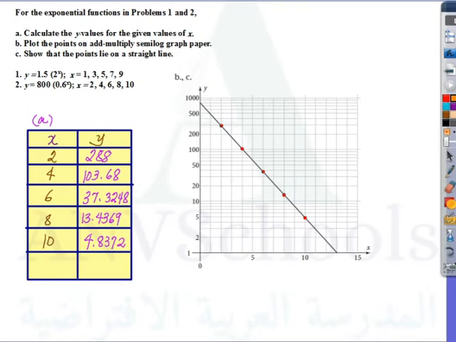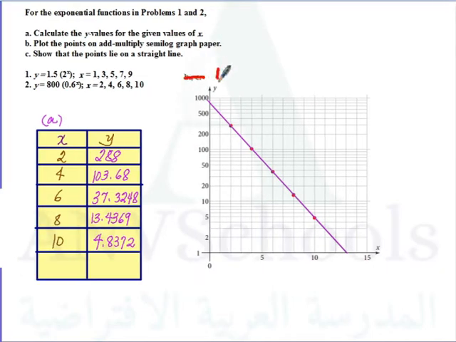And then we have to connect all of the points. Connecting all of the points will give us this straight line here. So therefore, we have solved for B and C. Okay, that's for the first pair of our problem set.